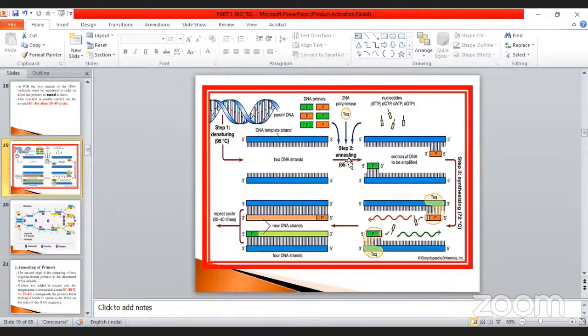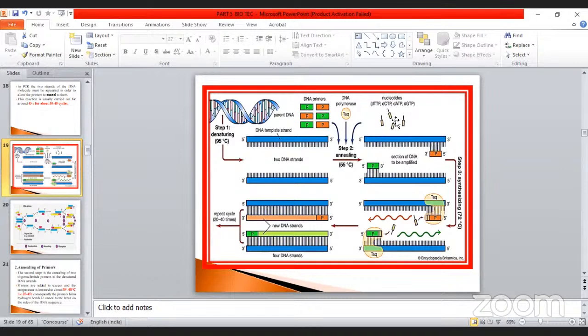Okay, they join together. During the joining process, annealing, annealing means the temperature will be reduced from 95 to 55 degrees Celsius. After that, the primer is exactly complementary to the DNA molecules.